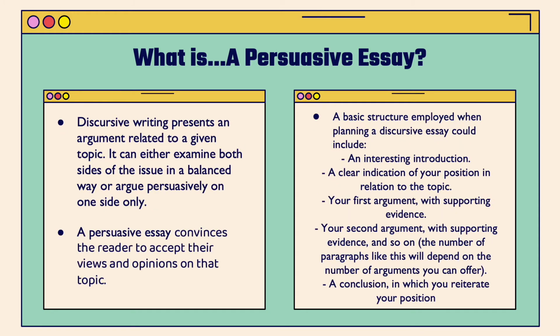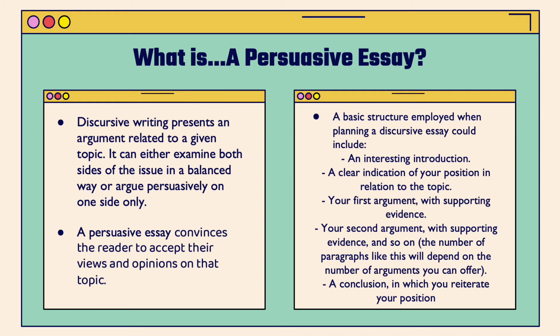So we're now going to be looking at the broadly discursive categories, such as the persuasive essay. Discursive writing presents an argument related to a given topic. It can either examine both sides of an issue in a balanced way or argue persuasively on one side only. A persuasive essay is where you convince the reader to accept your views and opinions on that topic. So if you've got an axe to grind, then a persuasive essay might be the one for you.